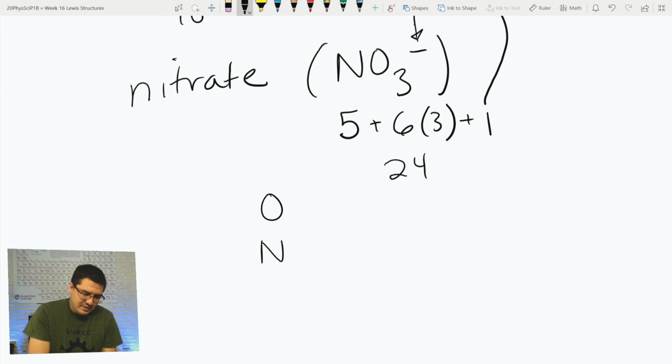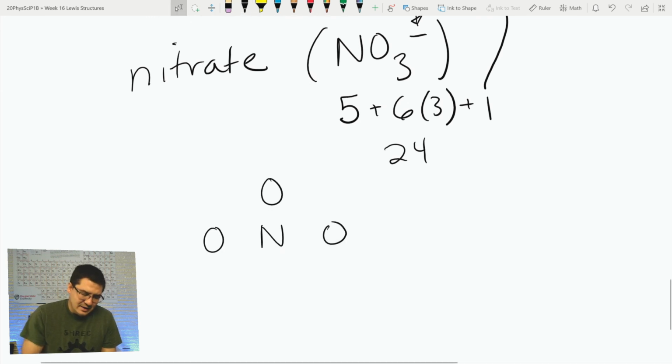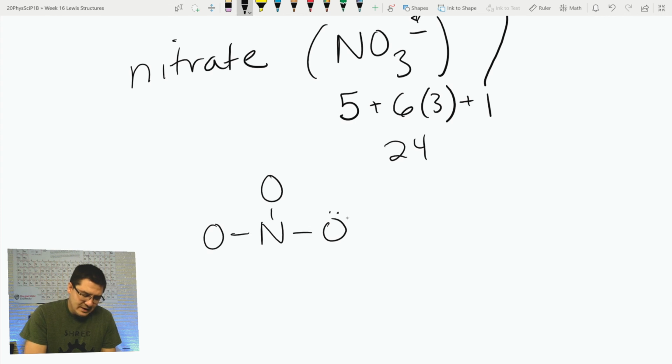So I put N in the middle, O's on the outside, and 2, 4, 6, 8, 10, 12, 14, 16, 18, 20, 22, 24. And you're like, oh, I'm done. But nitrogen has not met the octet rule yet. So I need to throw 2 on there, which is 26, which is too many. In this case, this is kind of a weird one. I have 1 double bond in my nitrate, and that brings my count down to 24. So it turns out nitrate has a double bond and 2 single bonds.